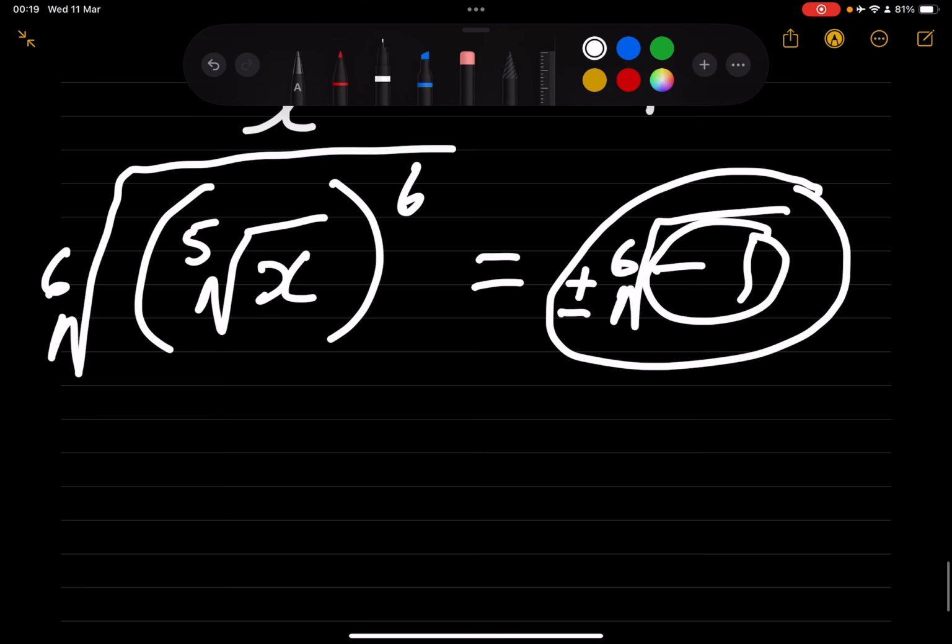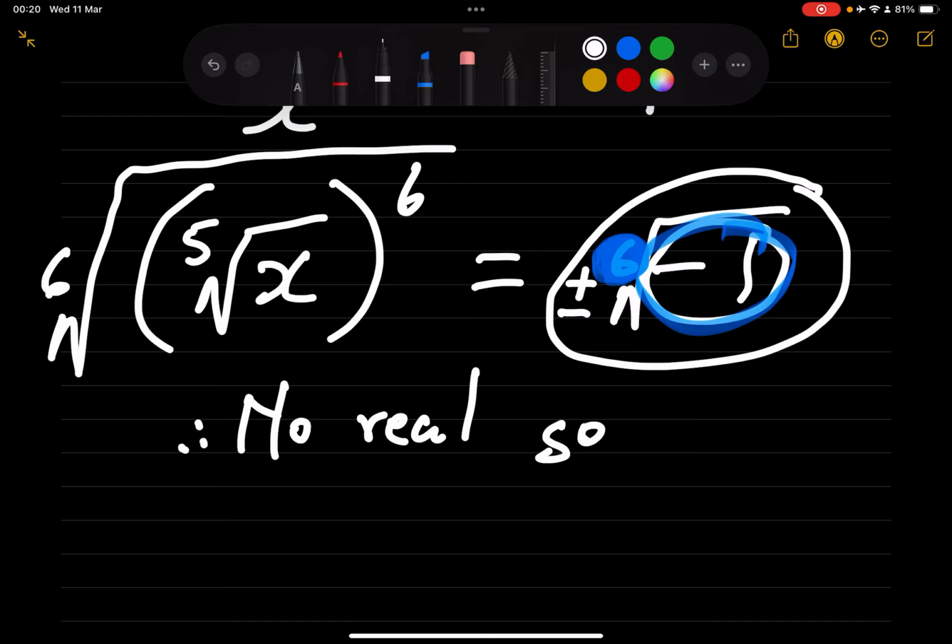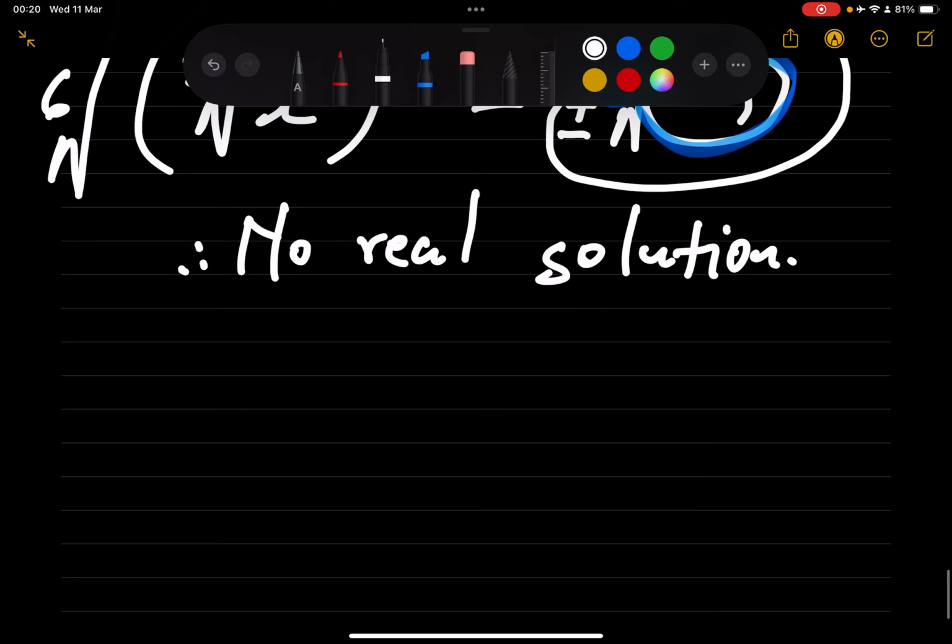Okay? So a square root of a negative number is not possible. A fourth root of a negative number is not possible. A sixth root of a negative number is not possible. An eighth root of a negative number is not possible. A 10th root of a negative number is not possible. So in simple terms, what I mean is, as long as you have an even number here, inside you must have a positive, not a negative. So here we're going to say no real solutions. No real solution. So the solution is non-real, it's imaginary.